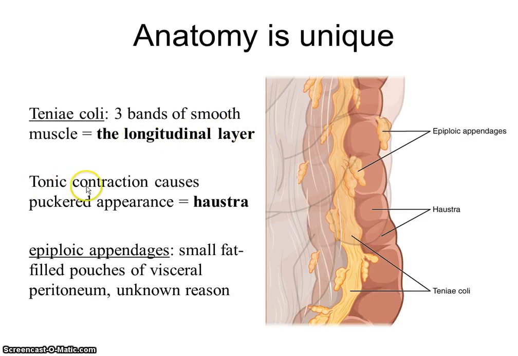There's a kind of constant contraction that occurs, which results in a puckering we call haustra, shown here. And then there's these epiploic appendages, which we're not really sure what they do, but they're little bits of fat, visceral fat trapped in the visceral peritoneum, the serous layer that covers all these structures.